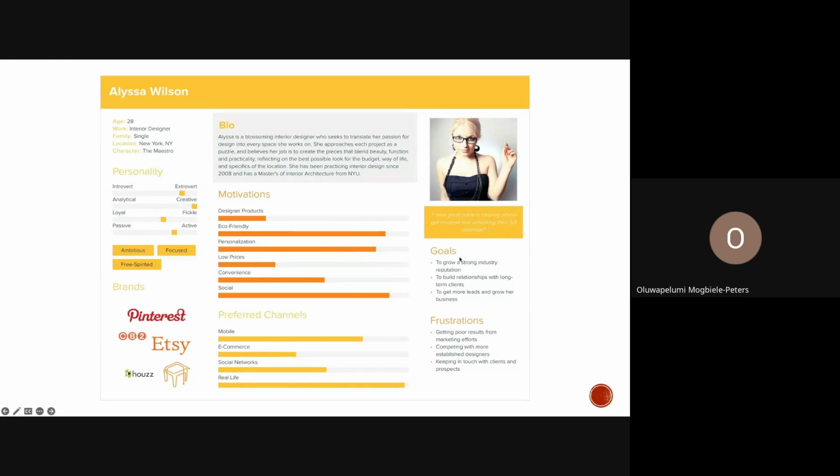What motivates her? Designer products. So you know what you're selling to this kind of person. Eco-friendly products. So you're not going to be selling products that are affecting the ecology of the environment. Cheap products. She's very social. So you're looking at somebody that will talk about your product in the market. Convenience. She wants a product that is easy for her to use. She doesn't want a product that she has to start Googling YouTube to do DIY.